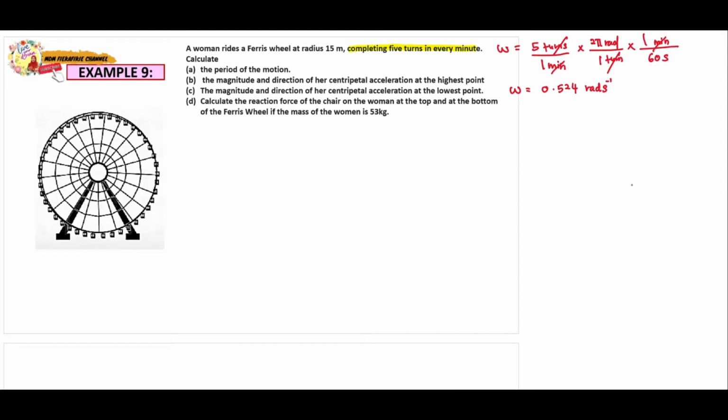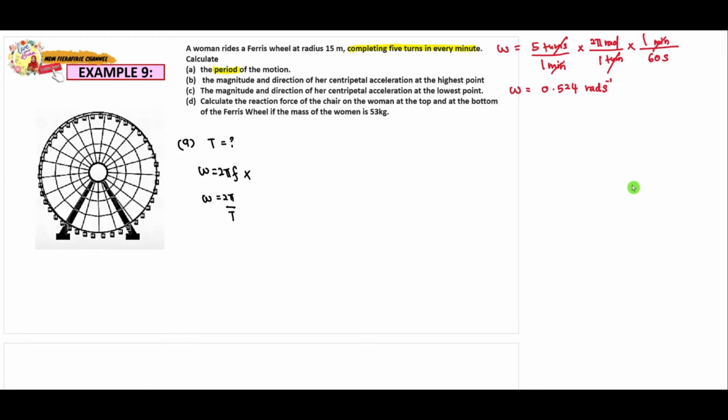Boleh. Okay, so A, the period of the motion. So the period of the motion referring to the time taken to complete 1 circle, 1 revolution. Untuk lengkapkan satu pusingan lengkap, berapa masa yang diambil. Itulah maksud dia, the period. Okay, so A, so we want to find capital T. So since we have value of omega, cuba ingat balik formula yang relatekan omega dengan time. Kan kita tahu omega is equal to 2 pi f. Another one is omega is equal to 2 pi over T.